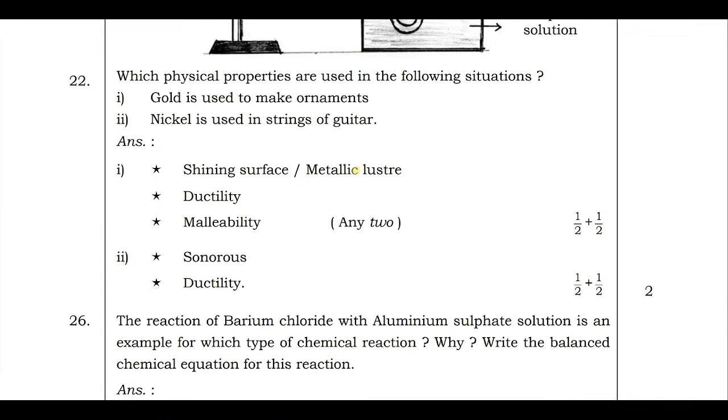Which physical properties are used in the following situations? Gold is used to make ornaments. Nickel is used in the strings of guitar. Why is gold used in making ornaments? Because of its lustrous nature, ductility and malleability. Nickel is used in strings of guitar because of its sonorous property and ductility.